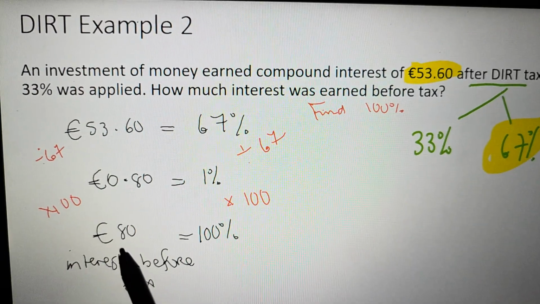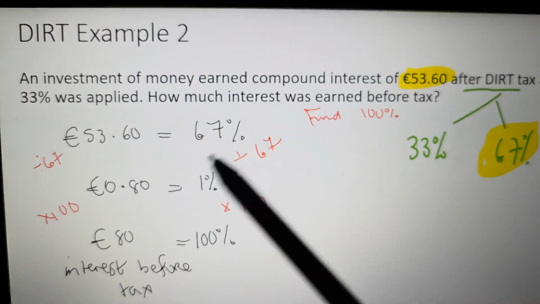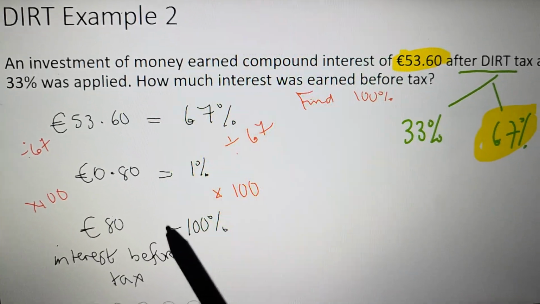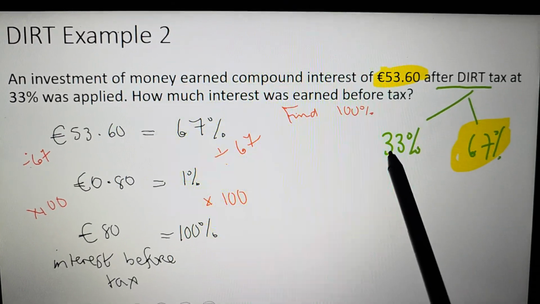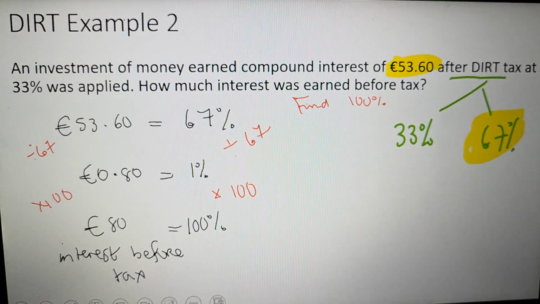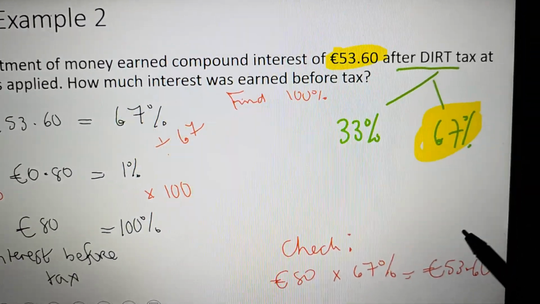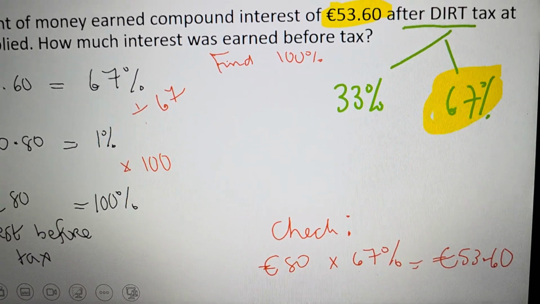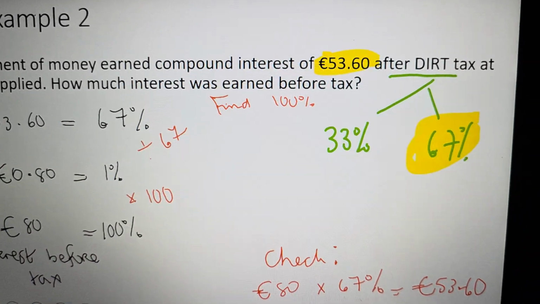So if I earned €80 in interest over, we'll say, it doesn't matter how long the period of time was, we'll say over 1 year, but the government took 33% from it and left you with 67%. If you get 67% of €80, that works out to be €53.60, which is what they said it was after tax, so I'm correct.